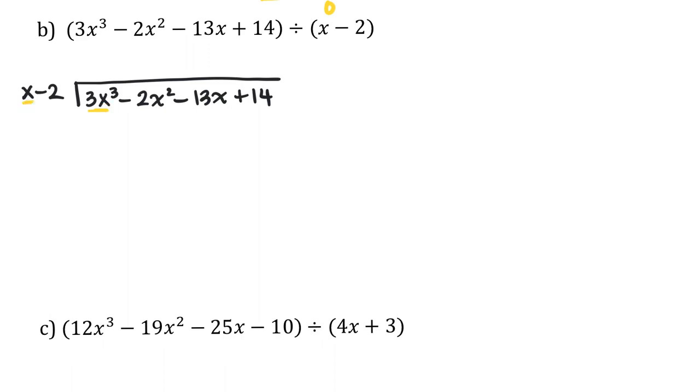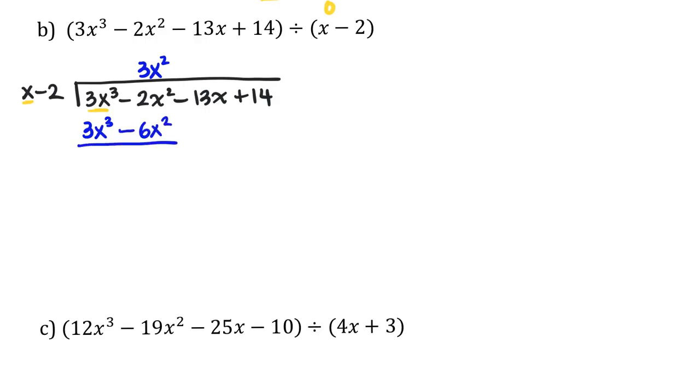X times 3x squared. Okay, I'm going to line it up above the like terms. This just makes it easier for me to find the remainder and know when I'm done, so you don't have to do that. I'm going to take this and times it by both of these things. 3x squared times x is 3x to the third. 3x squared times negative 2 is negative 6x squared.